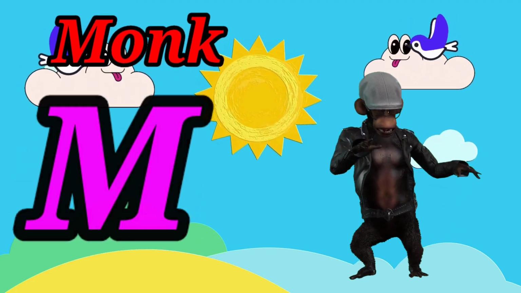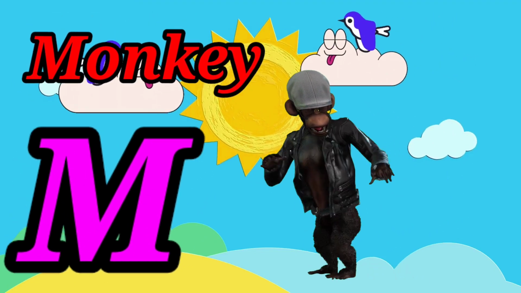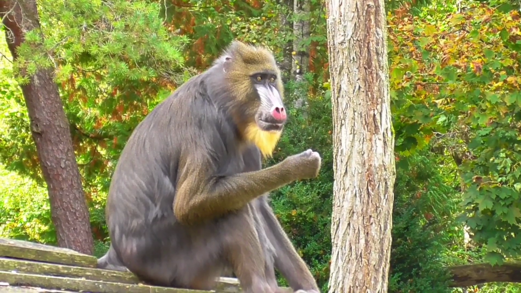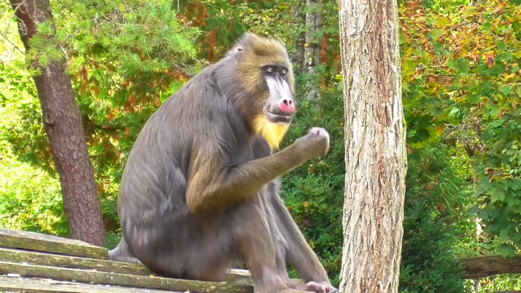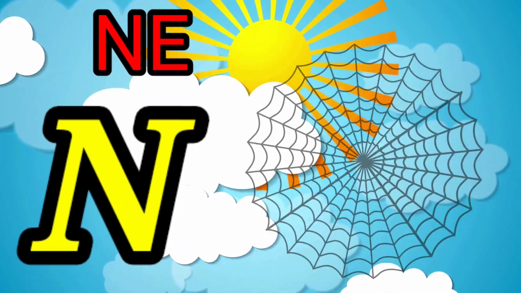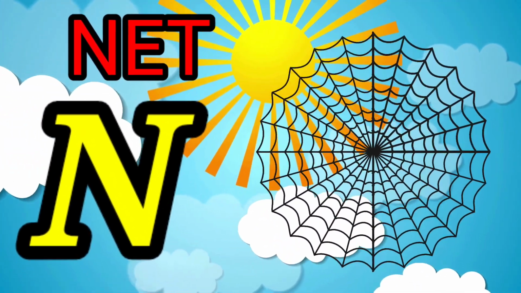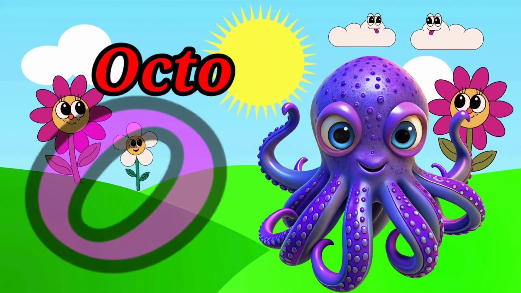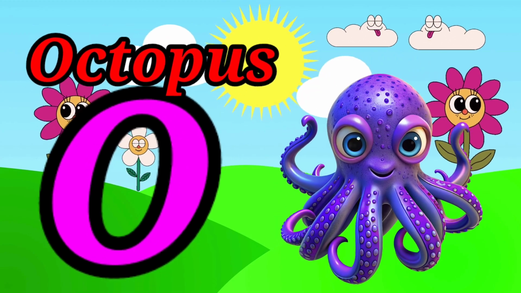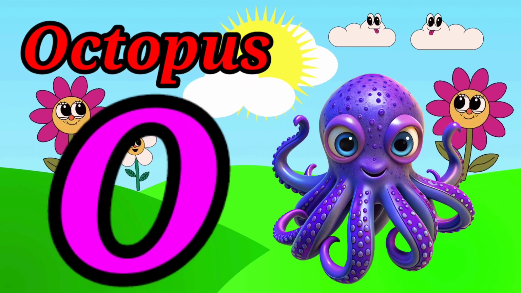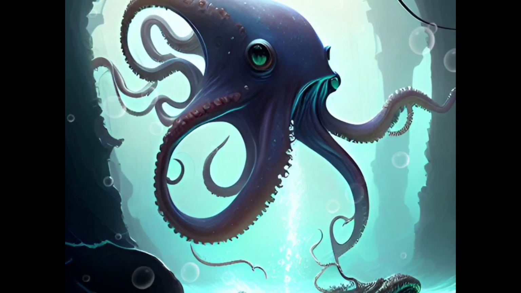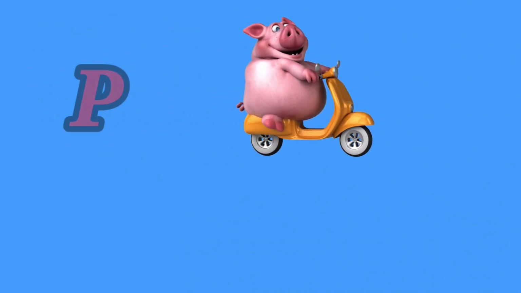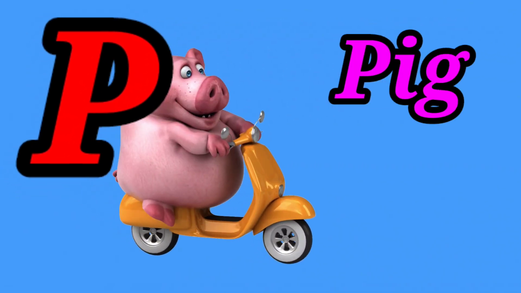M for monkey. N for net. N for net. O for octopus. O for octopus. P for pig. P for pig.